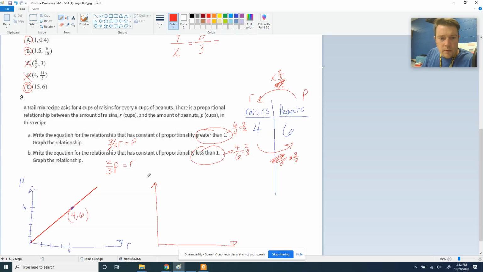And that one's going to be reversed. R here and P here. And this time the peanuts are still 6, and the raisins are still 4, but I've inverted their axes. So the graph is just going to look different even though it says the same thing. So the first one has a constant of 3/2, so it looks more steep, but the other one has a lesser number of 2/3, so it looks less steep. It looks more flattened.